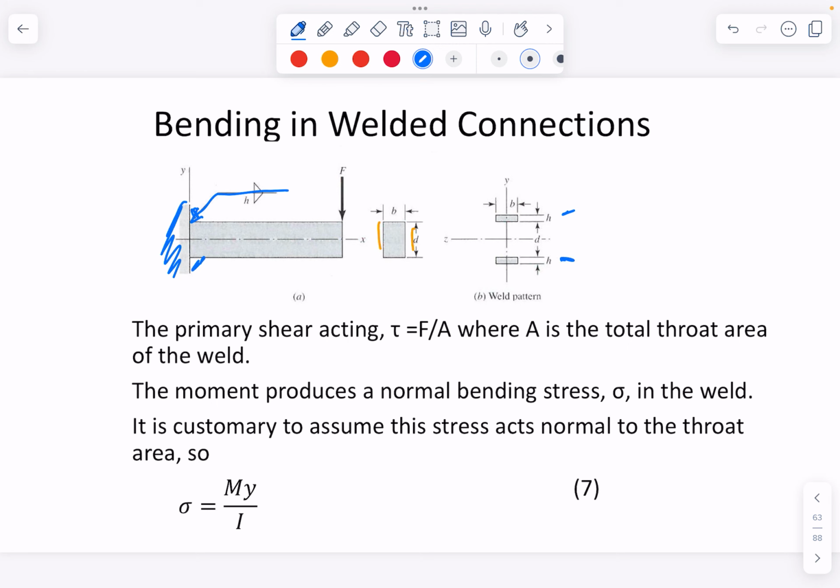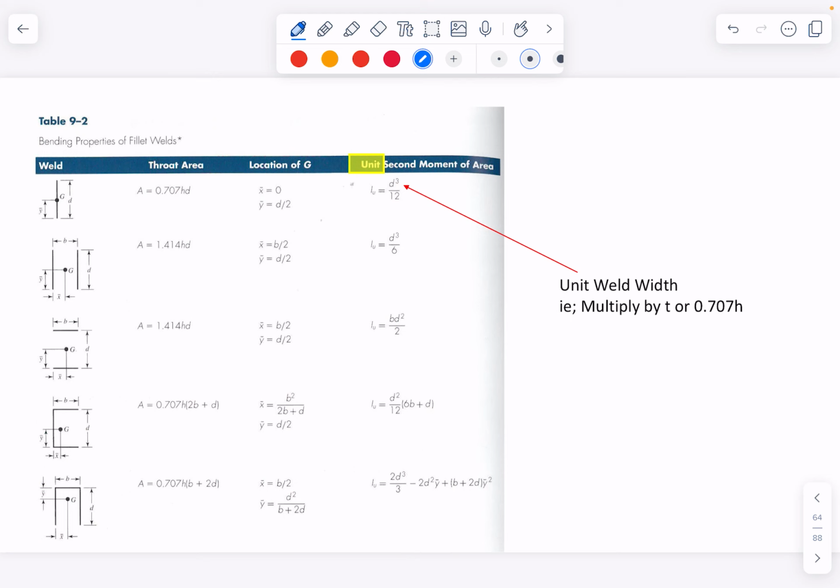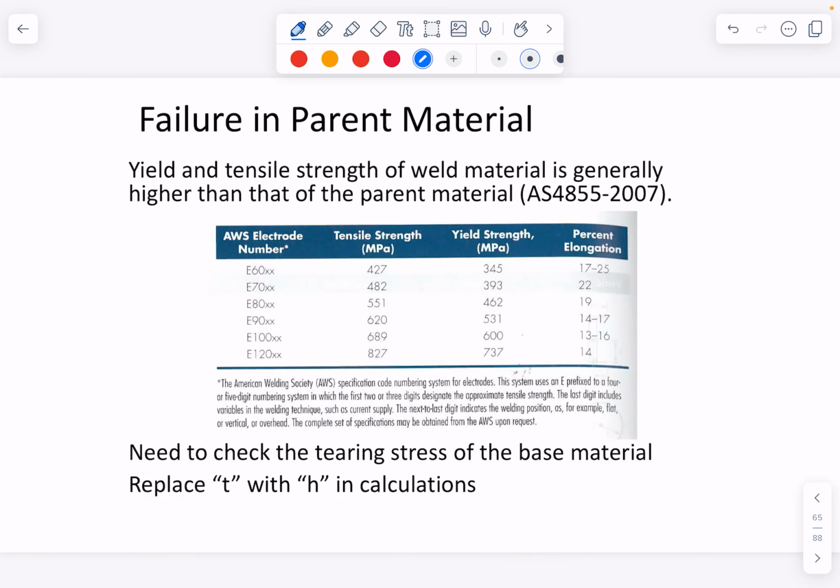They've got a thickness. The primary shear is simply force over area. But then we've got a bending moment. And so we just assume that the stress there is My over I. Again, tables with unitised values. So it can be fairly quick to work out for common welded arrangements what your bending stress is going to be.